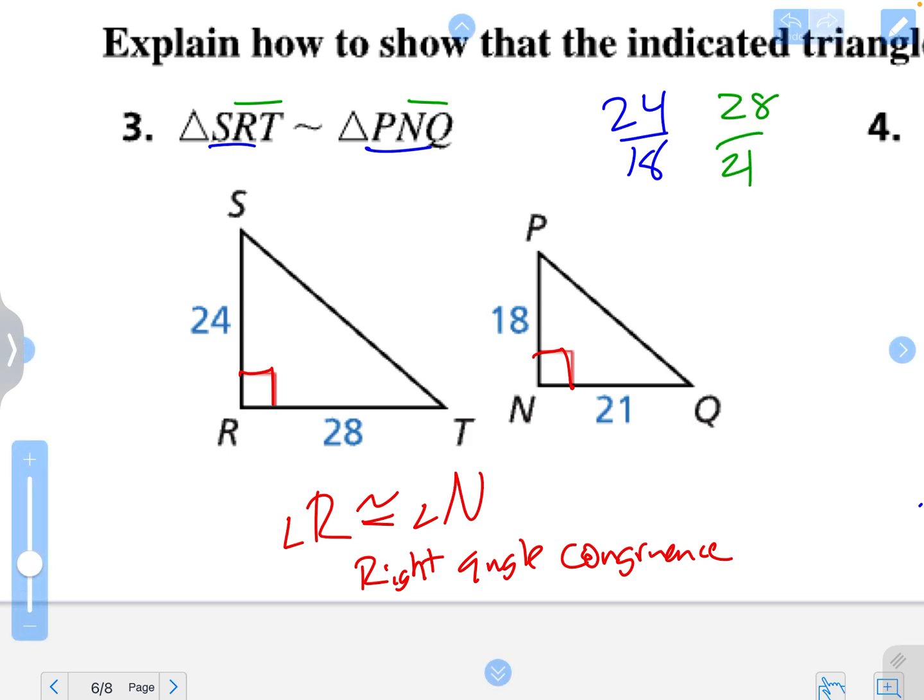Again, we're going to test this by putting 24 divided by 18 in our calculator, and then 28 divided by 21 in our calculator. Both of them equal 1 and 1/3, or 4/3, and so yes, they are similar.